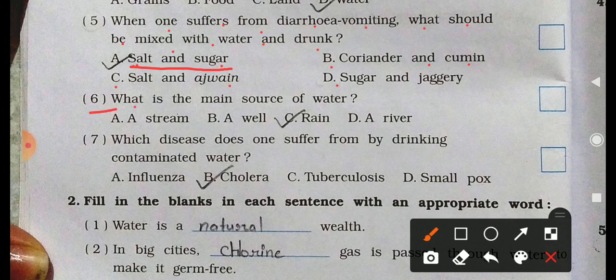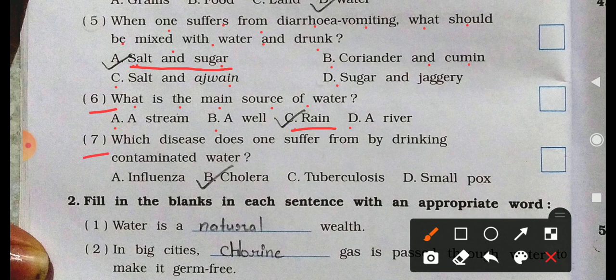Sixth number, what is the main source of water? From where we get water? Main source. The options are A, stream, B, a well, C, rain, and D, a river. So the main source of water is rain. We get water from rain.